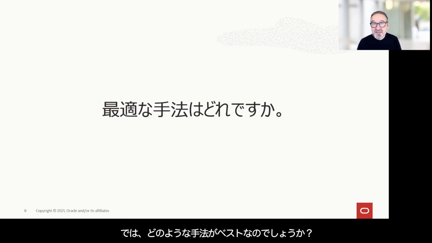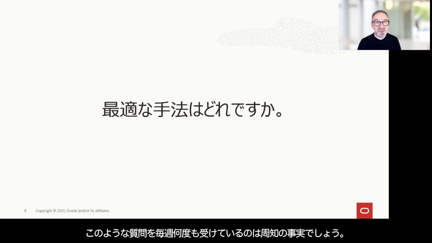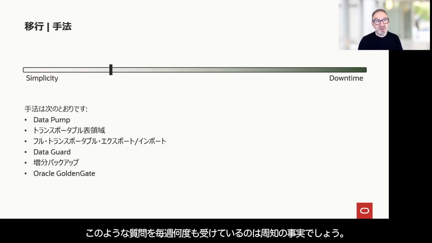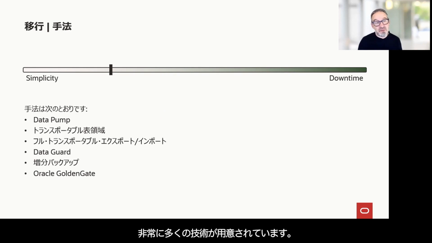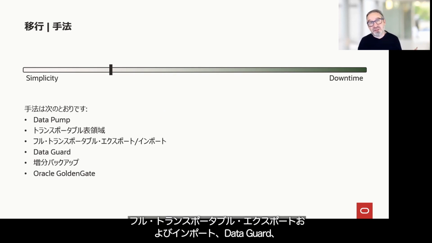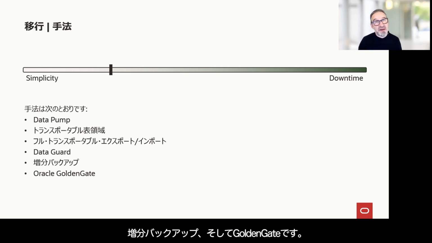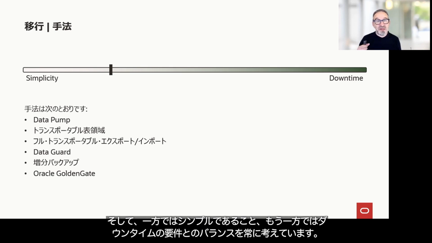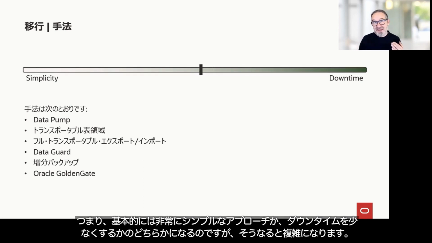And what is the best technique? That's a question you may ask yourself, and it's no secret, I guess, that we get these questions many, many times every week. So we have so many techniques available: Data Pump, transportable tablespaces, full transportable export/import, Data Guard, incremental backups on top, or GoldenGate. And it's always a balance between simplicity on one side and downtime requirements on the other side. So basically, either it's a very simple approach, or you go for less downtime, but then it gets more complex.